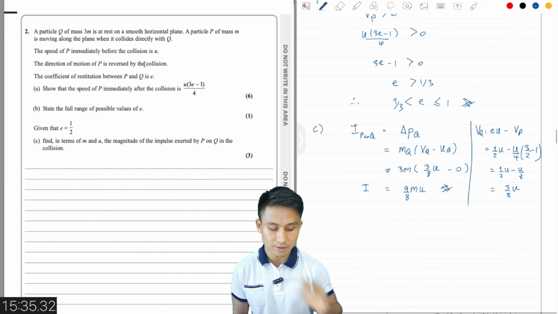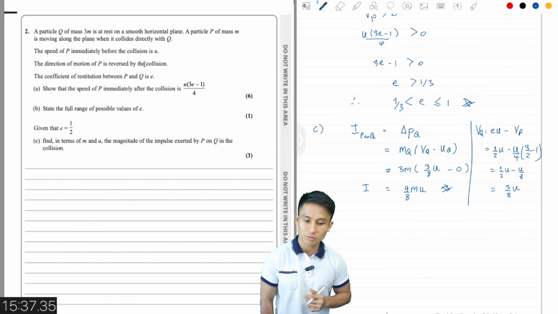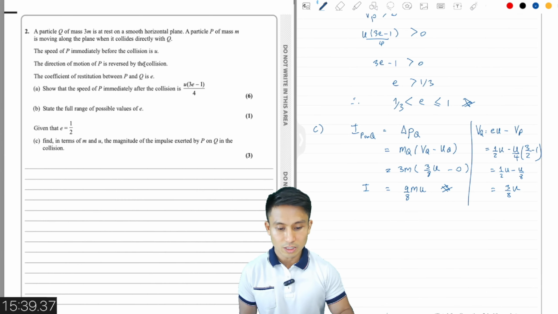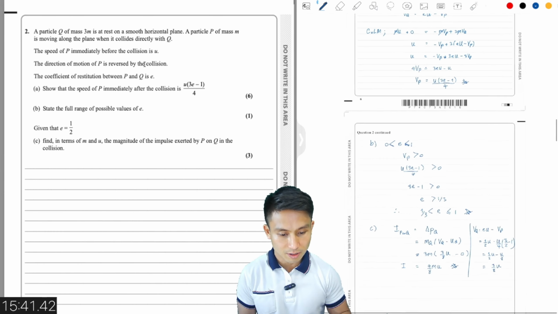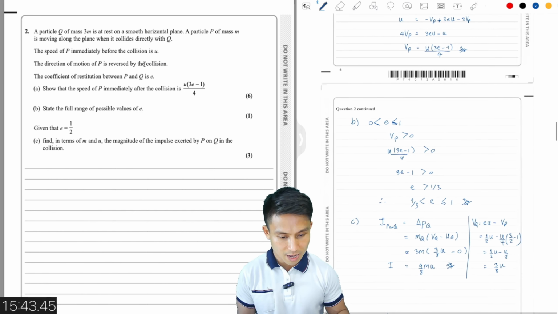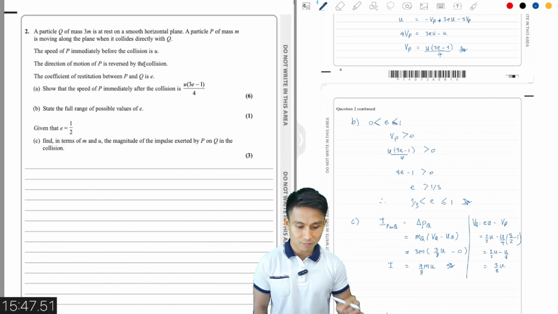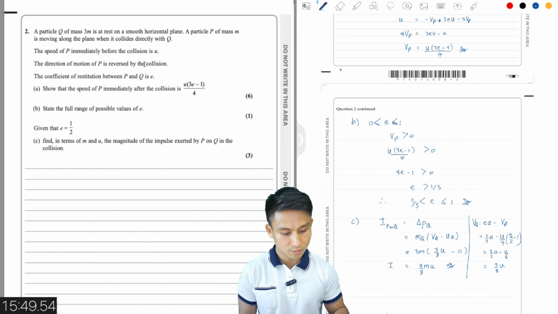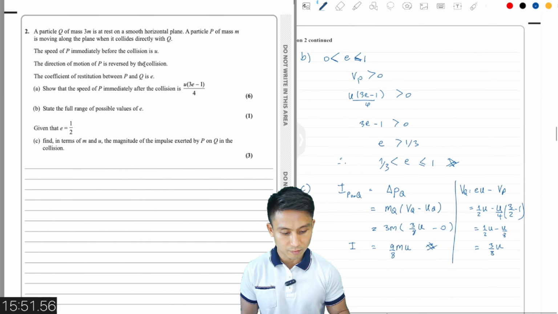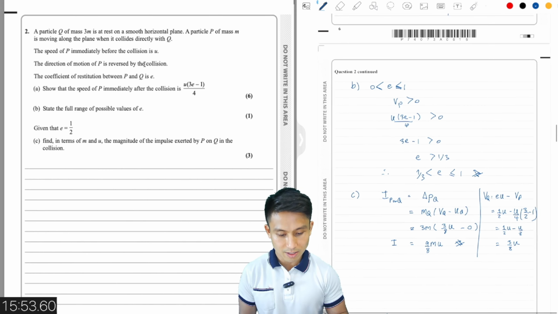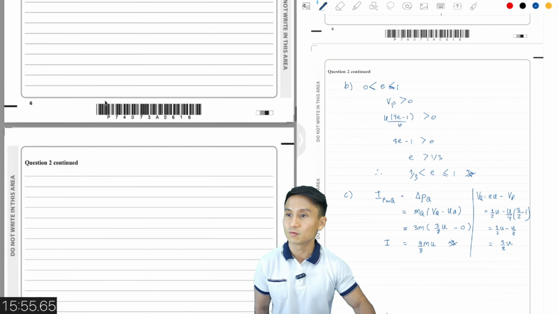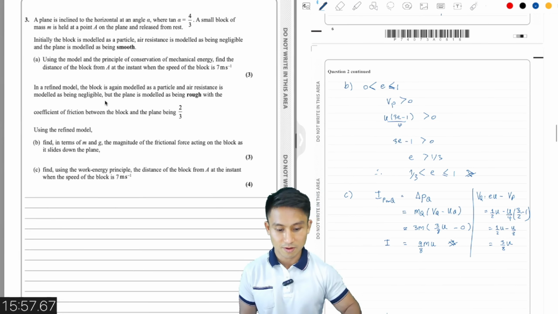That's it. That will be the answer there. All right, so let me just double check everything. So EU minus VP. Yep. And VP will be that. So U over 4, 3 times 1/2. 3 over 2 minus 1 is 1 over 2. 1 over 2 is 1 over 8. 4, 3 over 8. Yeah, I think I'm happy with everything. So let's move on to do question 3 now.